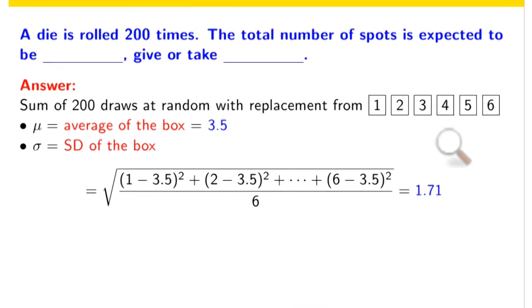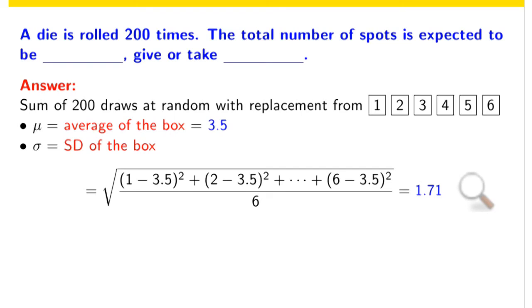So it's the root mean square of the deviations. The first deviation is 1 minus 3.5, and I square it. The second deviation is 2 minus 3.5, and I square that, and so on till the sixth deviation. I take the mean, that is the average of all of those, and then I take the square root. So this is my old formula for the SD, and I get 1.71.